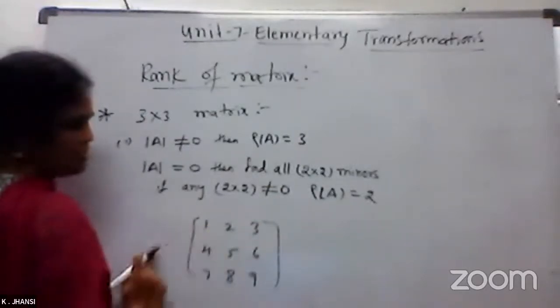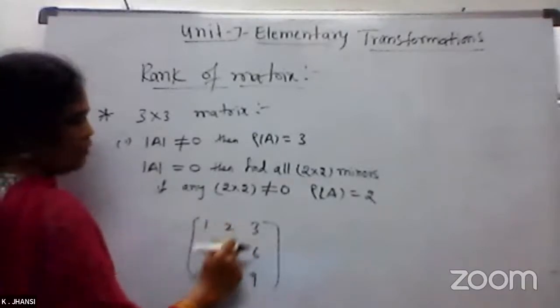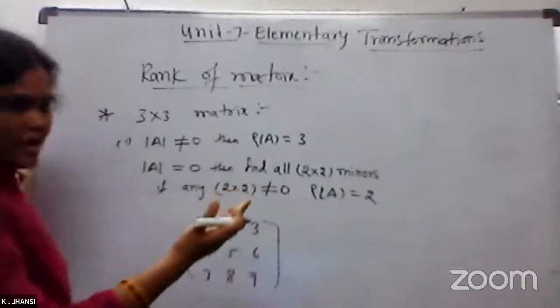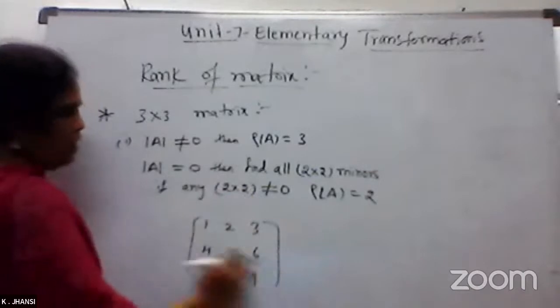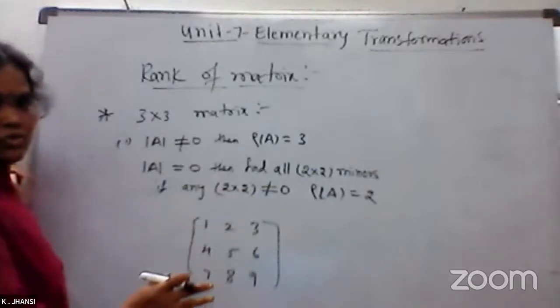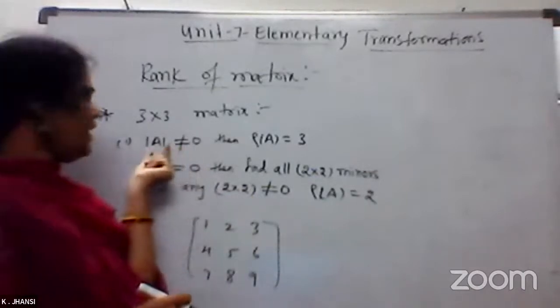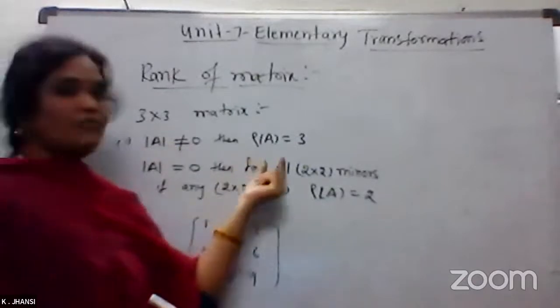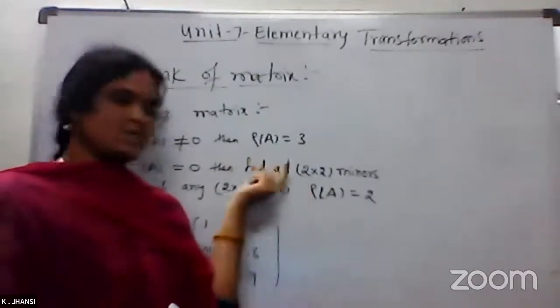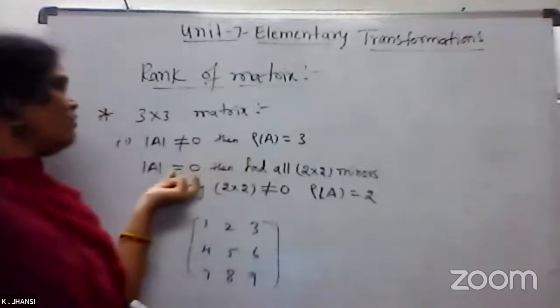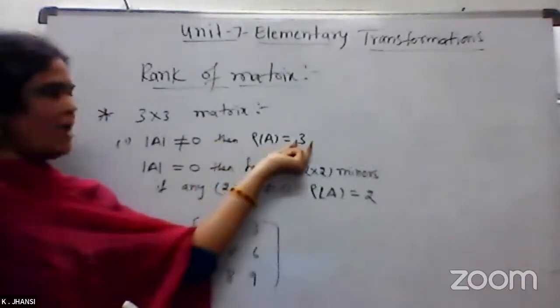5 minus 6 means minus 1. 6 2s are 12, 12 minus 15 means you will get minus 3. In this example, you will get all not equal to 0. So by taking any matrix A, if you are getting the determinant as non-zero, then we call the rank of the matrix as 3.